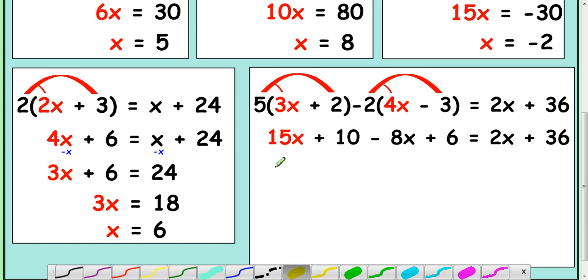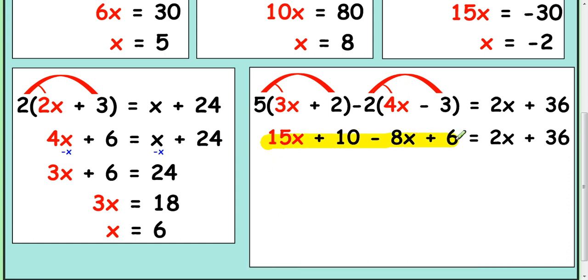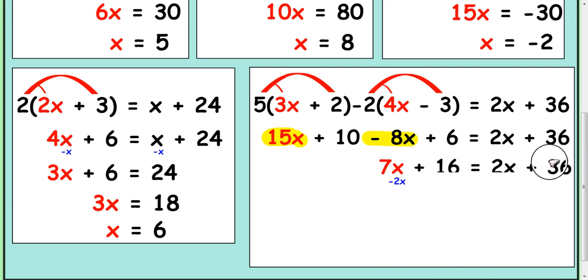Now, before we do anything else, we want to simplify this side so that the equation ends up looking like something like that, with x's on both sides and numbers on both sides. So I want to collect up my x's. And notice I've got a take away 8x there, so 15 take away 8, that's going to give me 7. So 7x, and 10 plus 6 gives me 16, so it's going to be 7x plus 16 equals 2x plus 36.